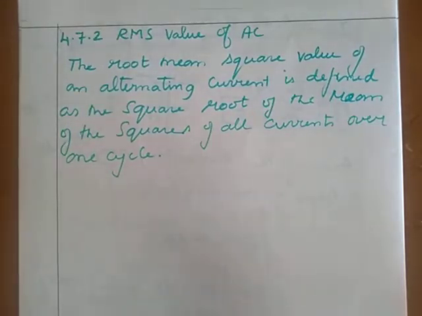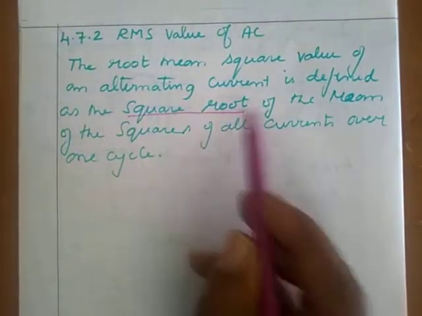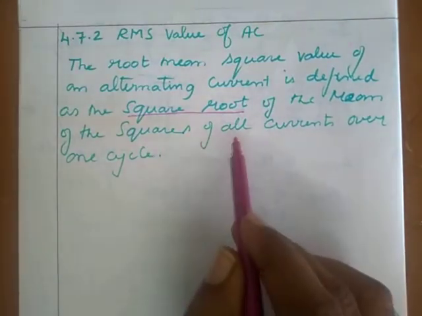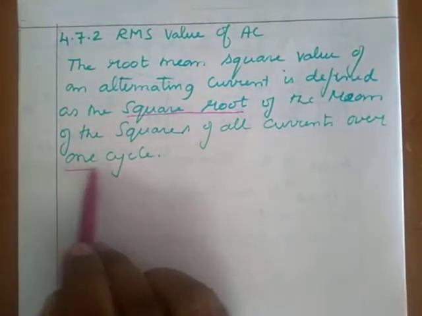Okay, here is one more value to specify the value of alternating current, that is the RMS value, that is root mean square value. The root mean square value of an alternating current is defined as the square root of the mean of the square of all the current over one cycle.